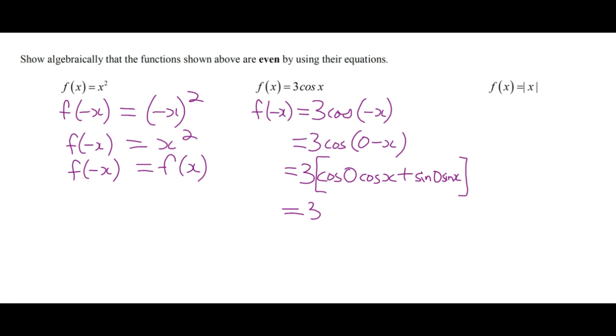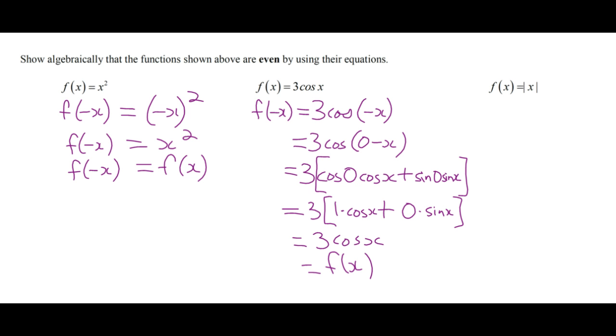So 1 times cos x, plus 0 times sine x, since the sine of 0 is 0, which is equal to 3 cos x, which is equal to f of x. So we have shown that f of negative x is equal to f of x. Therefore, it is an even function. Therefore, it is a reflection across the y-axis.